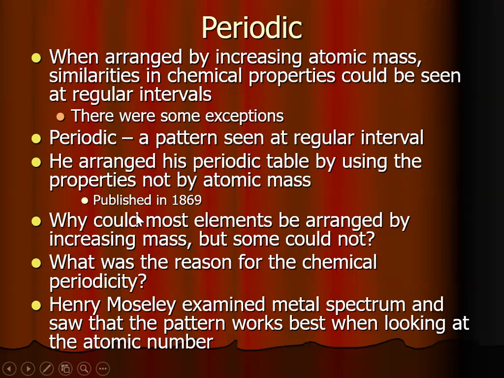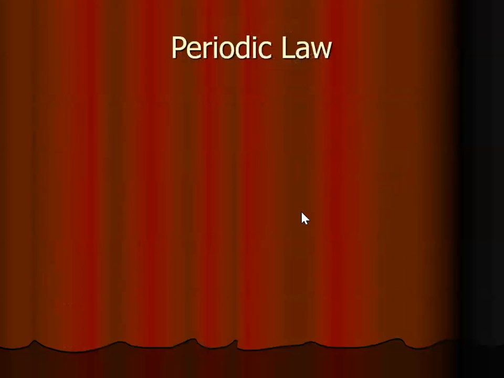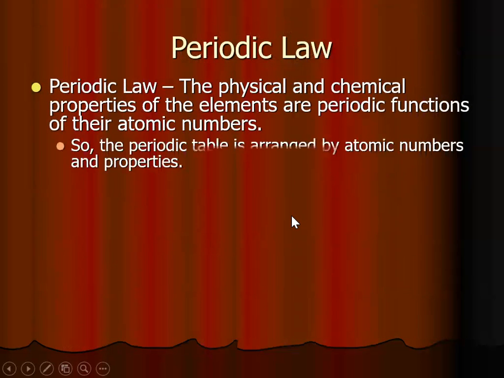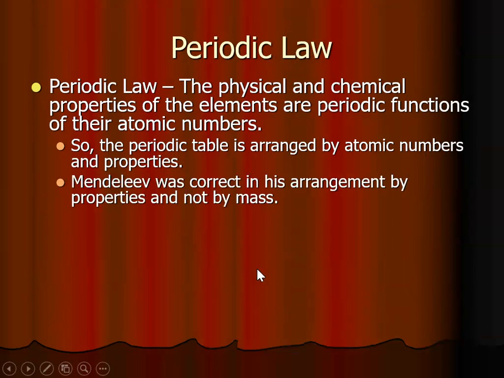It really goes back to what Mendeleev said, is that these masses weren't correct in some instances. Okay. The periodic law, you can read those definitions there. It's arranged by properties. Okay, he was correct in his arrangement of properties, but not by mass.